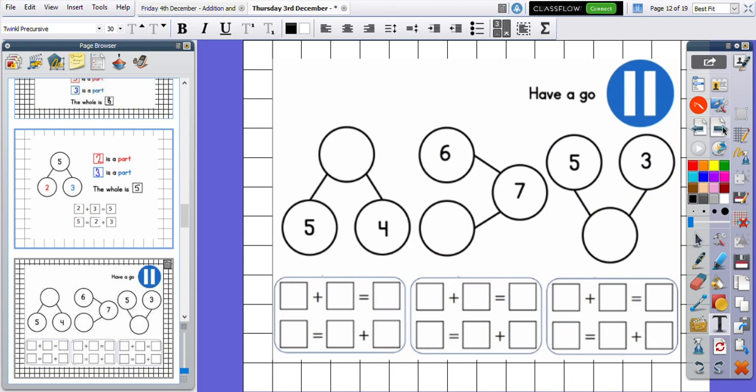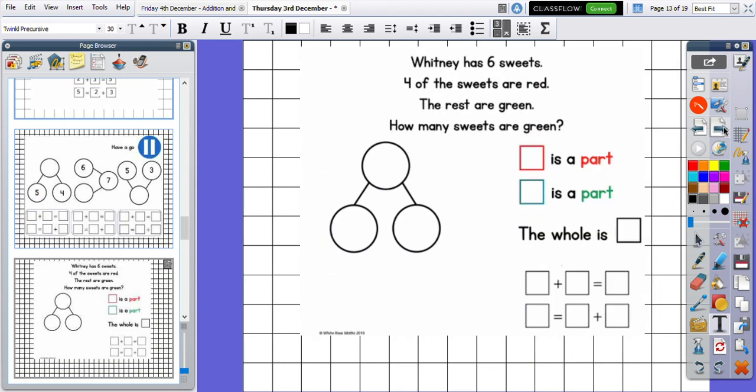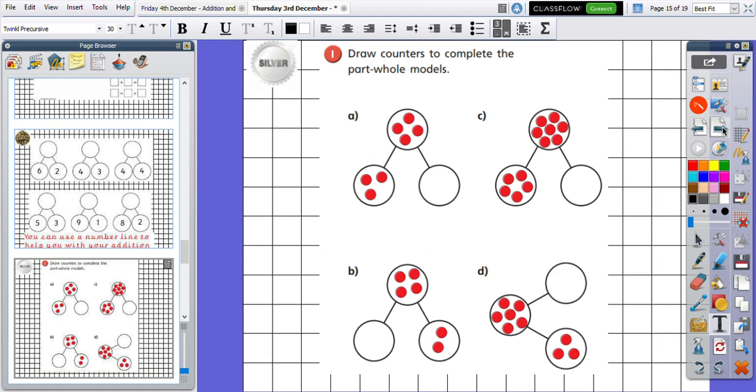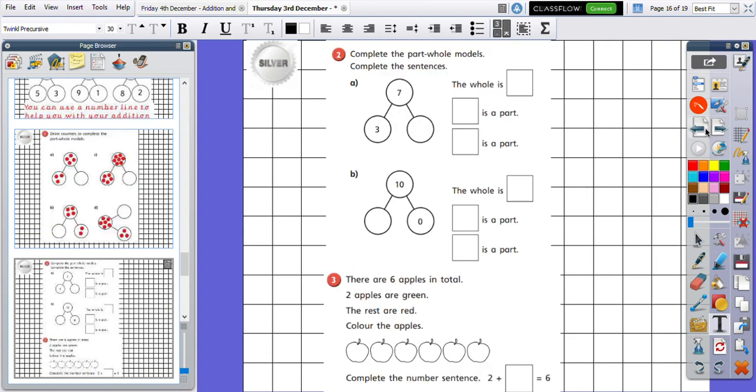Okay then, now it is your turn to have a go, and I am going to leave it there with you. If you have any questions about today's learning, please contact me and I will help you as best I can. If you have a go at these questions first, and then you can start to move on to some of the more challenging questions throughout silver and gold.